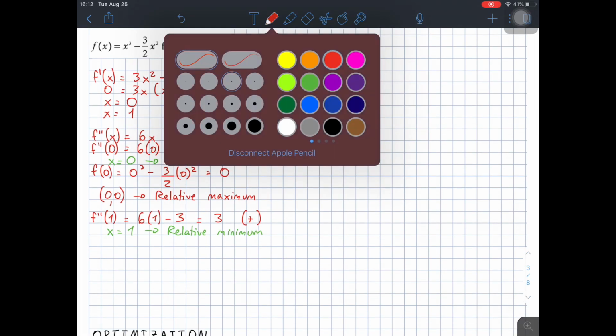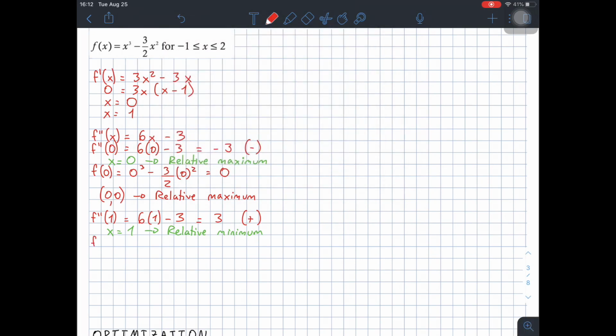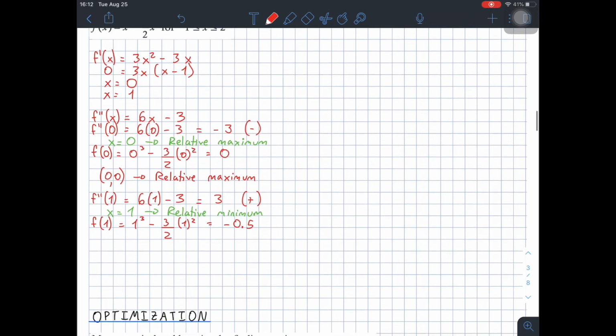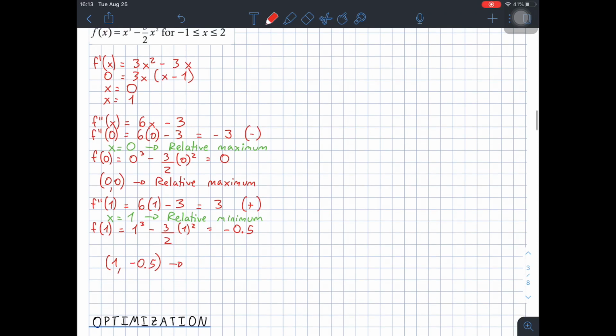Okay, so we're going to find the y-coordinate of this point by replacing it into the original function, f of 1. So this is 1 cubed minus 3 over 2 times 1 squared. And this is equal to 1 minus 1.5, that's negative 0.5. So the point (1, -0.5) for now corresponds to a relative minimum.